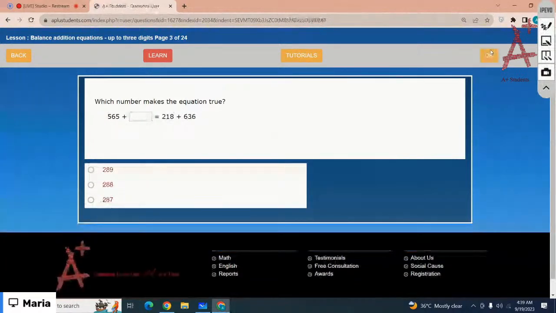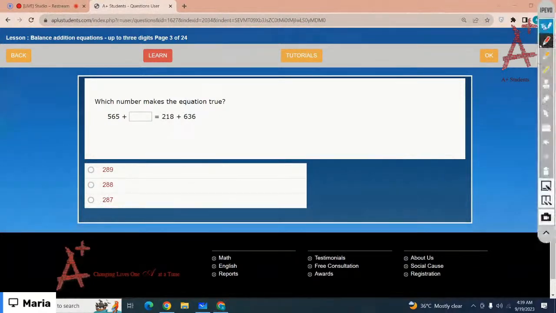Okay, which number makes the equation true? Which is the correct option? You have to add the given numbers, right? 8 plus 6 is 14, 4, 1 carry, 5, 8 and 6 and 2, 8, 858. The sum of these two numbers is 858. How do you find the missing number? You just have to subtract the given one out of the sum, right?